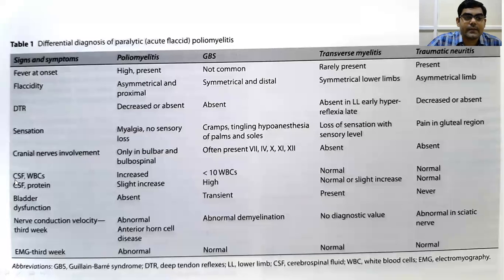In CSF, cerebrospinal fluid, white blood cells are increased. These are less than 10 WBC. CSF protein, there will be slightly increased, and this is very high. Bladder dysfunction, there will be absent. Here there will be transient. They again recover the bladder function. And abnormal NCV studies, we already know it is abnormal.